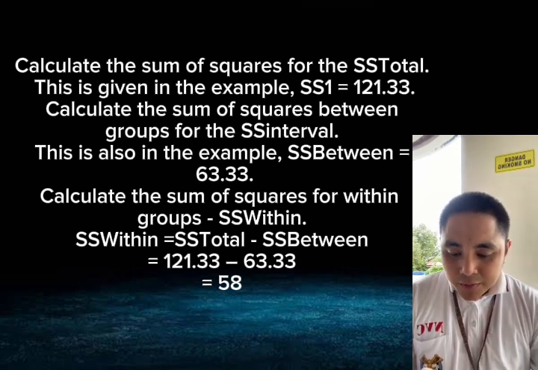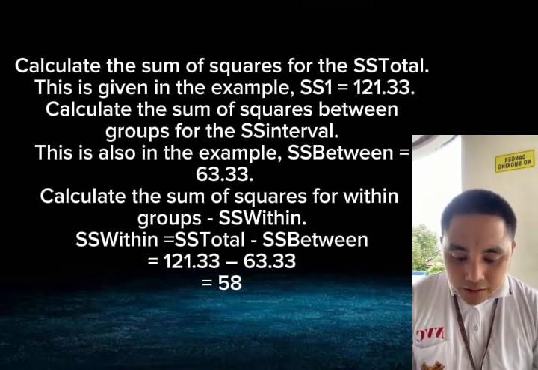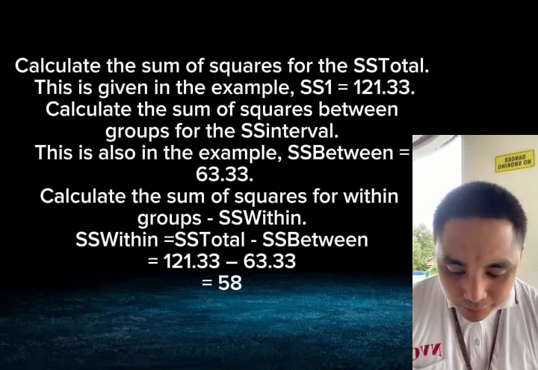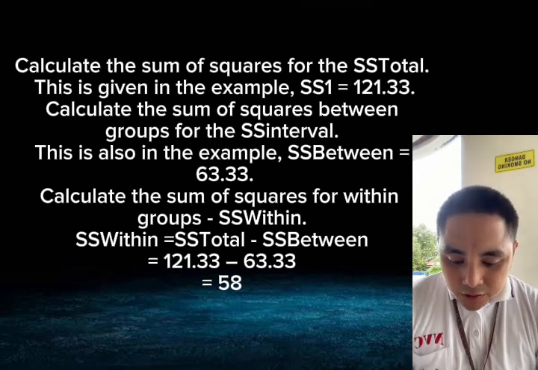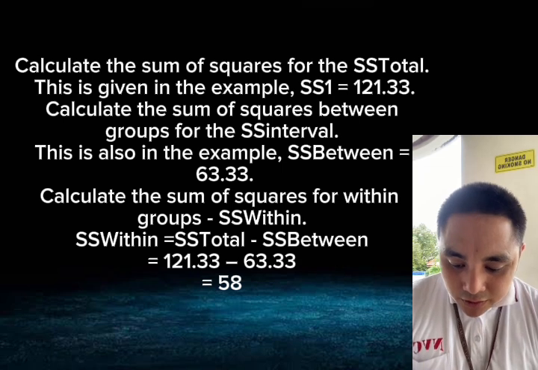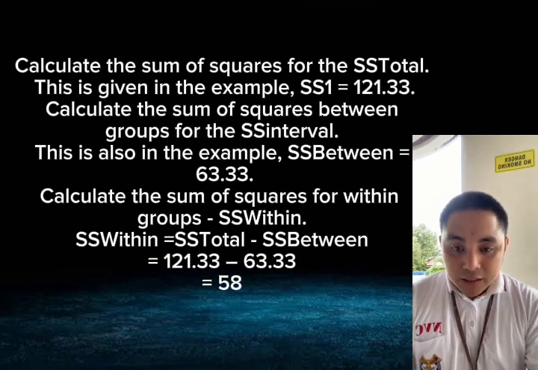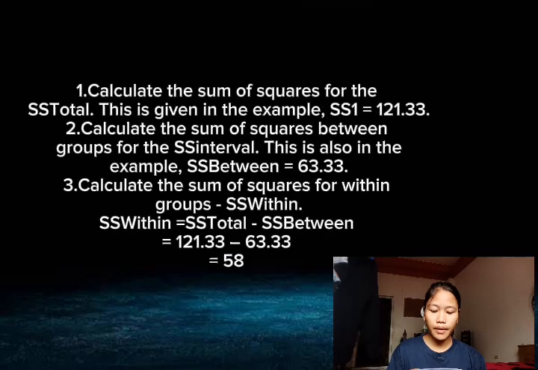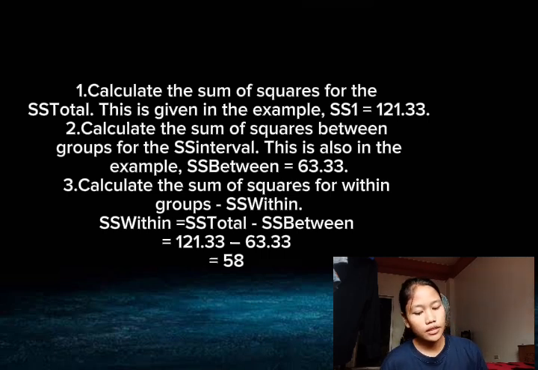Calculate the sum of squares for the SS total. This is given in the example. Calculate the sum of squares between groups or students. This is also in the example. First, calculate the sum of squares for the SS total. This is given in the example: SS total equals 121.33. Number 2, calculate the sum of squares between groups, the SS between. This is also in the example.